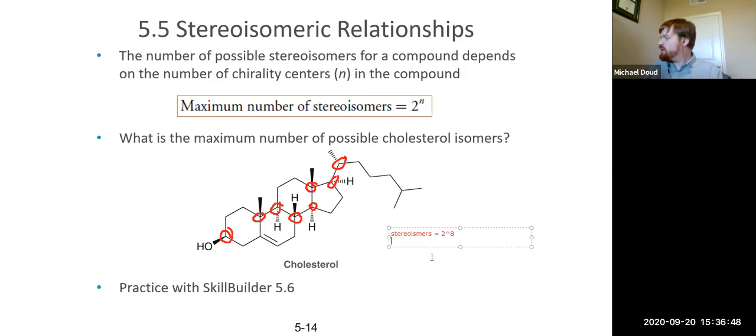And I should have done this on my calculator beforehand, but I got my calculator right here. I know you haven't had to use your calculator a lot this semester, but it's time. So 2, y to the x, 8, 256. That makes sense. I probably could have known that one. So we have 256 possible stereoisomers. And again, you can follow along in your book. That's Skill Builder 5.6.